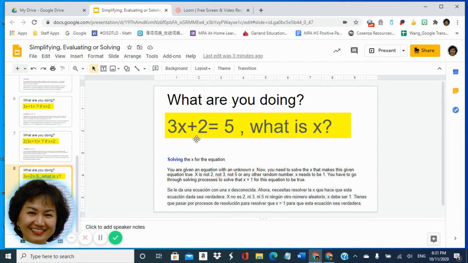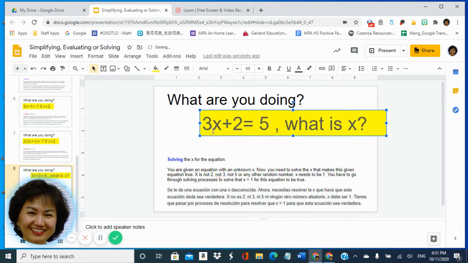Then you have to go through the solving process to find that value for that x. We call this whole solving process as solving an equation. You have to learn how to solve an equation. Here you have an equal sign here. So you are given an equation, then you have to solve that equation.